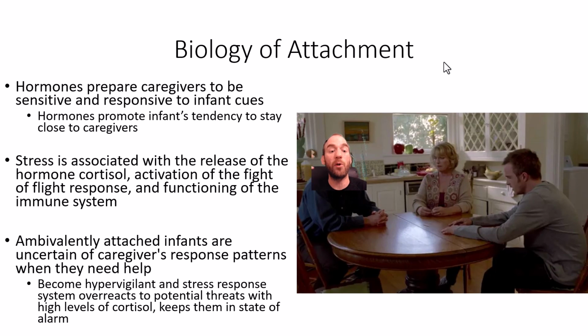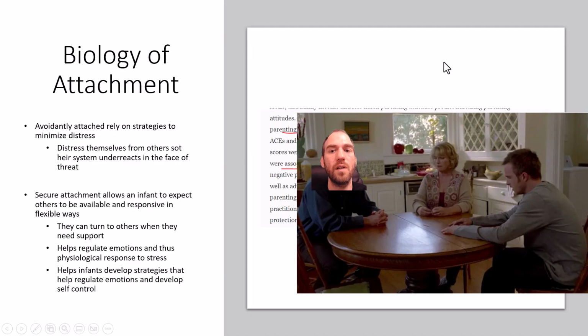And when I say I'm really stressed out, I'm talking about elevated levels of cortisol. Broadly speaking, it's a little more complicated than that, but that's fine for the purposes of this example in class. Avoidantly attached infants rely on strategies to minimize the stress. They distance themselves from others so their system underreacts, and by system I mean stress response system, underreacts in the face of threat. A secure attachment allows an infant to expect others to be available in responsive and flexible ways. They can turn to others when they need support. This helps regulate emotions and thus physiological responses to stress. It helps infants develop strategies that help regulate emotions and develop self-control.